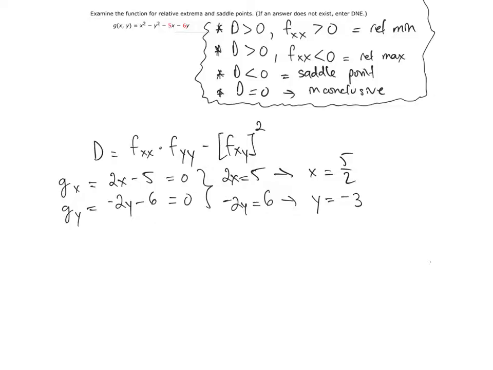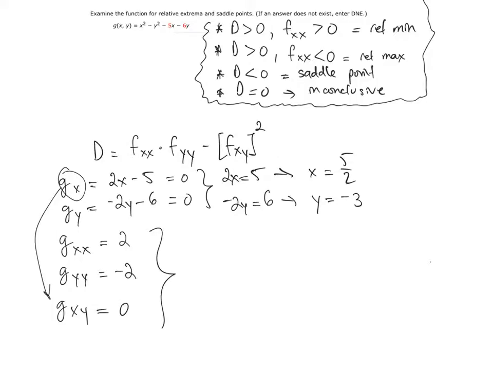Now let's find the second partial derivatives. Your g_xx will be 2, and your g_yy will be negative 2, and your g_xy will be 0, because from g_x right here, you go with respect to y. There's no y variable in this equation, so your partial with respect to y will be 0. So now you have all the components to find D.